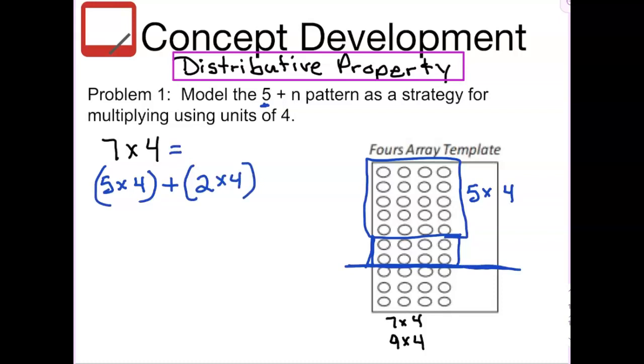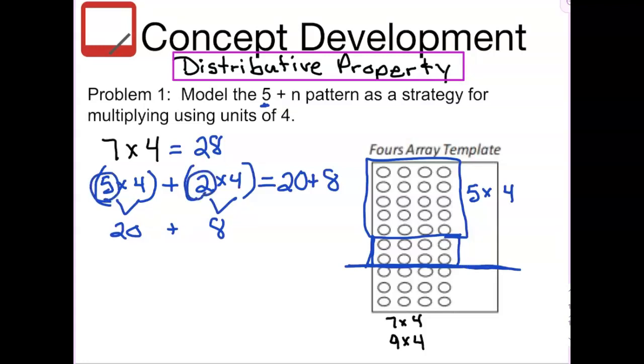And what I get is 20, because 5 times 4 is 20, plus 2 times 4 is 8. I'm going to add those together, and we get 7 times 4 is equal to 28. So boys and girls, if you just remember 5 times 4 equals 20, you can use that to solve other multiplication problems, because 5 plus 2 is equal to our 7. And if you can solve those and add the sums together, you'll get your answer.